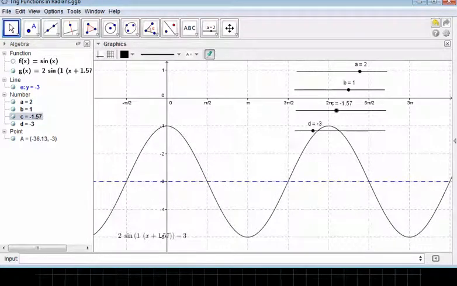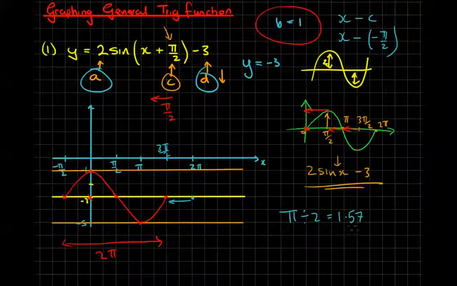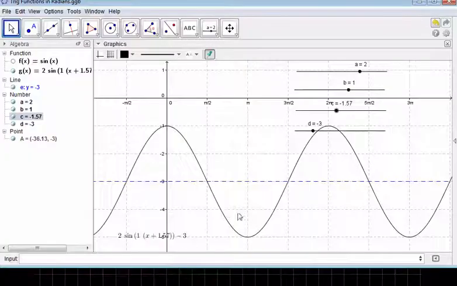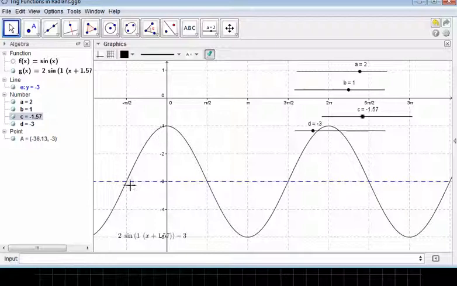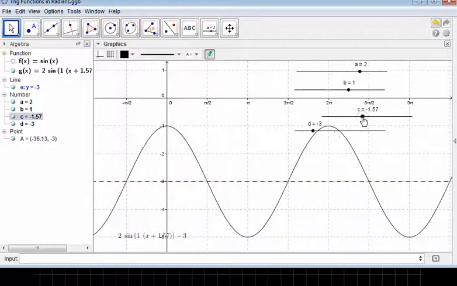And what is actually pi over 2 as a decimal? Pi divided by 2 is 1.57. So we need to change it to minus 1.57, and we have done minus 1.57, and you can see there's our starting point. It was here, there it was. There's the starting point, but it's moved to there now, and it goes up.